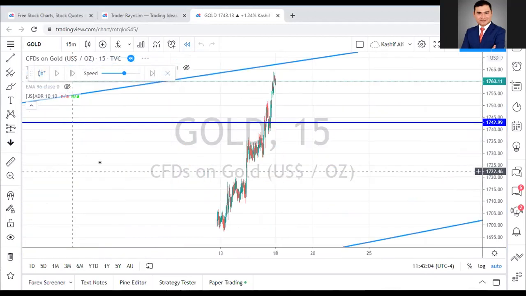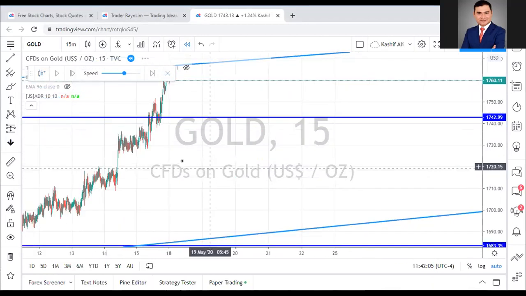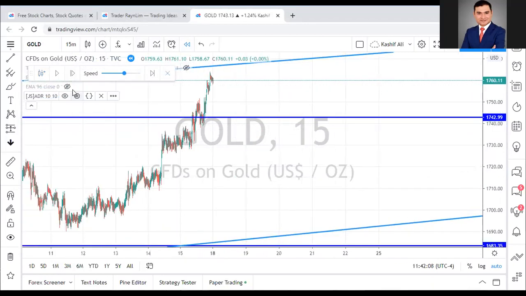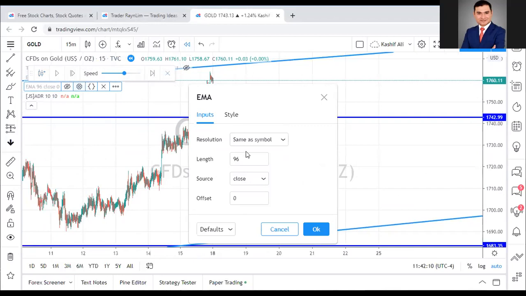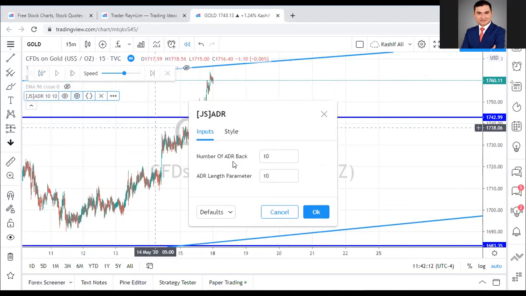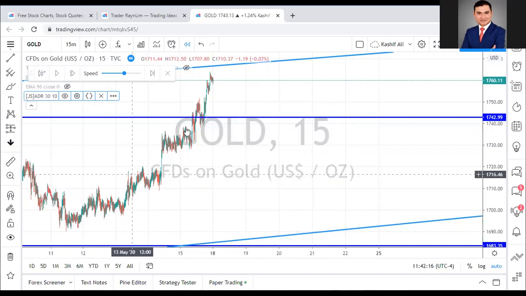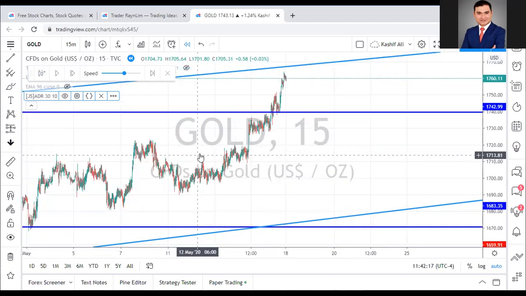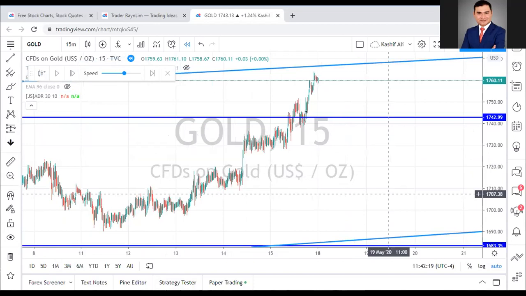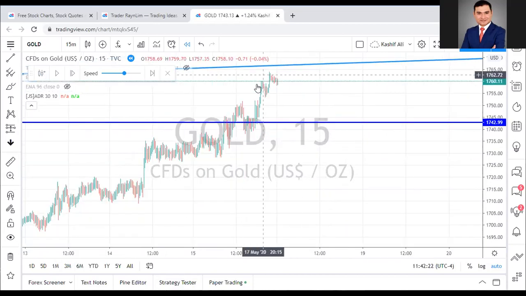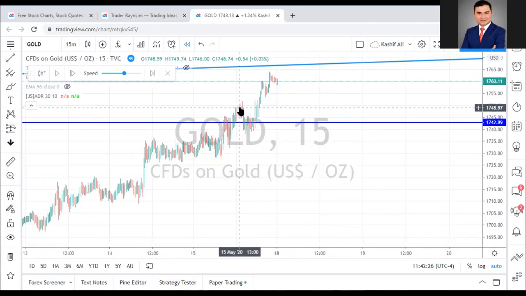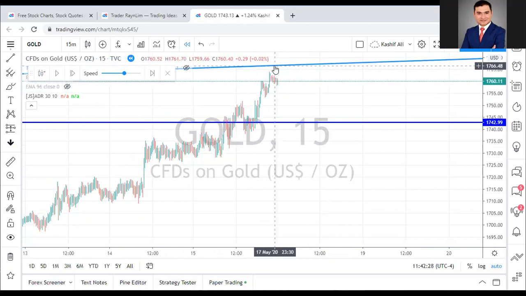So you can see that gold is very bullish, and I will make it 30 days ADR, so it will show you 30 days. So here, this is the key channel level, top of the channel. As soon as it hits this level, there will be selling pressure.